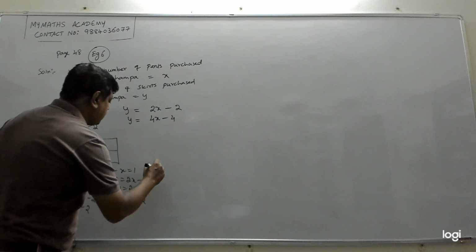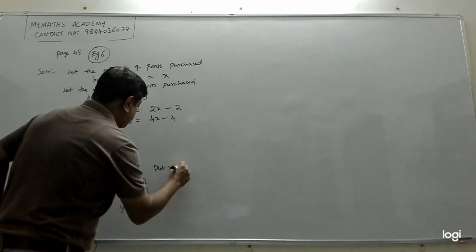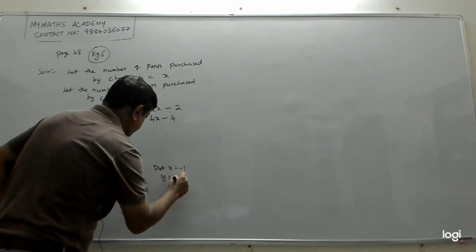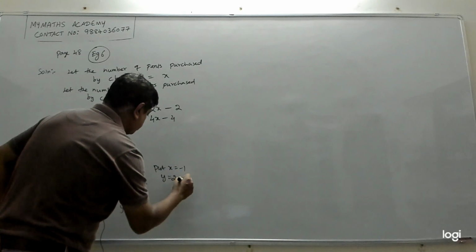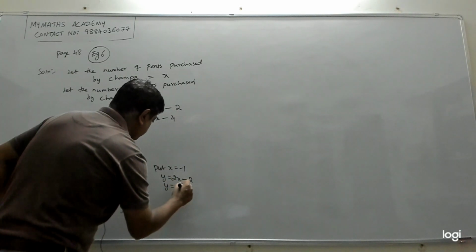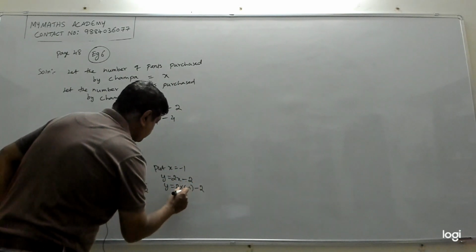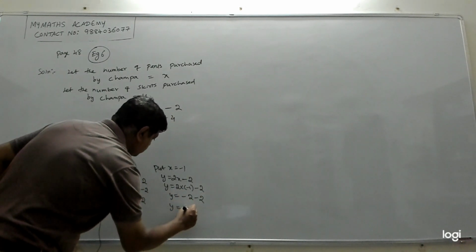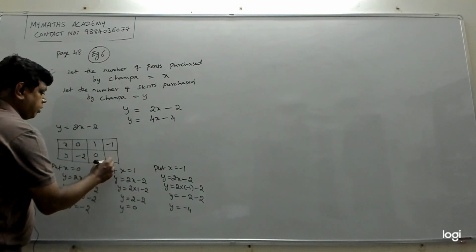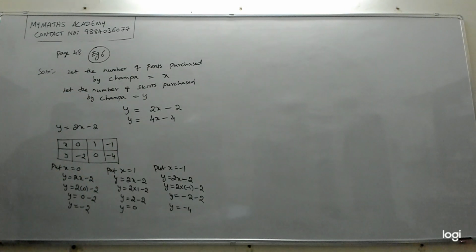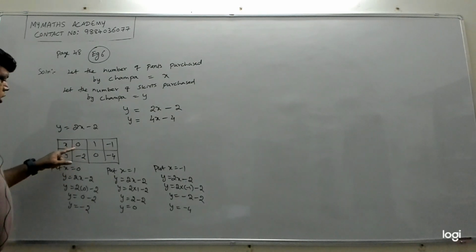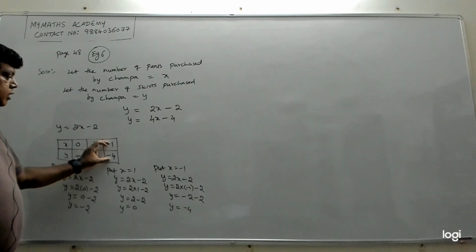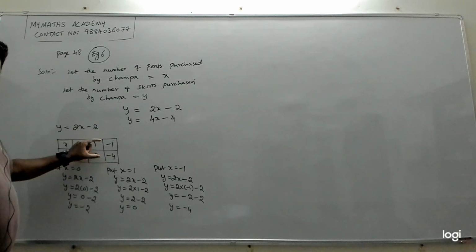Then we'll put one more value. We'll put x equal to minus 1. What is my y? y equals 2x minus 2, so y is equal to 2 into minus 1 minus 2. 2 into minus 1 is minus 2, minus 2, so y is equal to minus 4. So when x is minus 1, y is minus 4. So we have got 3 points: 0 comma minus 2, 1 comma 0, minus 1 comma minus 4. This pair is 1 point, this is 1 point, so 3 points.